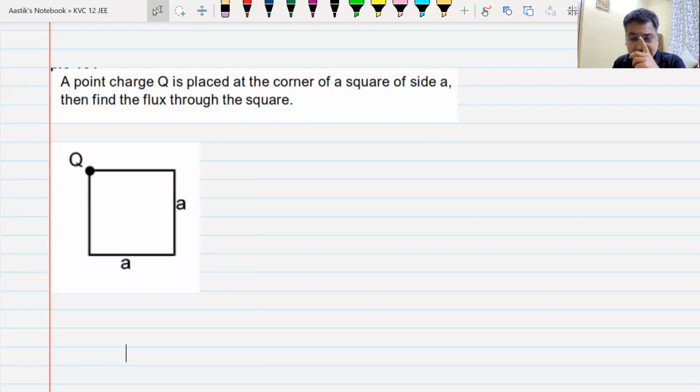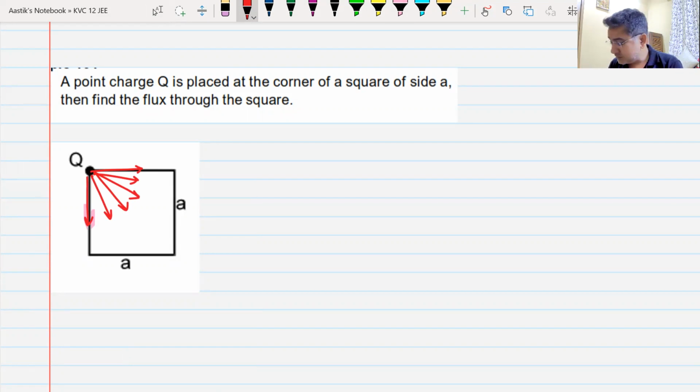See, this charge lies in the plane of that square. So even if I draw any type of electric field, the electric field lines that are going to cross this square... Area 0? Huh? Area is not 0. The electric field lines which are going to move will be along the surface of that square. The perpendicular angle will be 0.